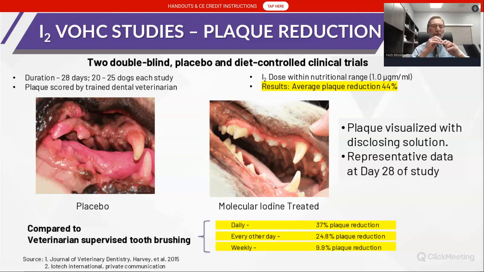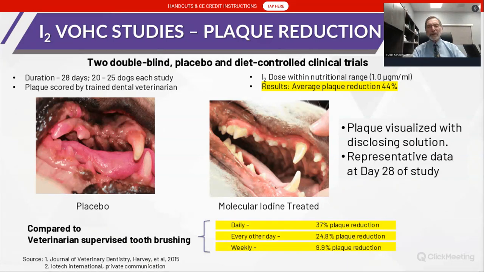Okay. There were two double-blind studies that were done on canines, and these dogs were in kennels, so these trials could be carefully controlled, and these were gingivitis studies or plaque reduction studies. And what they did was they took a few drops of the molecular iodine and put it into the dog's drinking water in the treatment group. There were 25 dogs in the treatment group in each one of these studies. And remember, we said that iodine is an essential nutrient. So the amount of iodine that was put into the pet's drinking water each day was within nutritional guidelines.